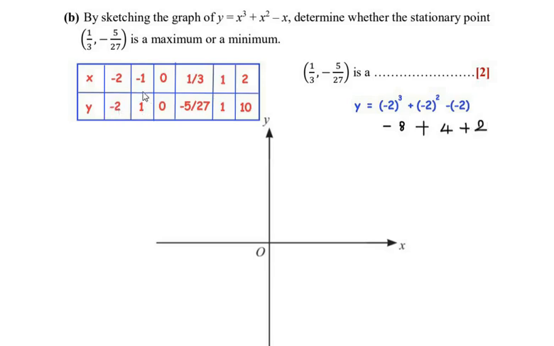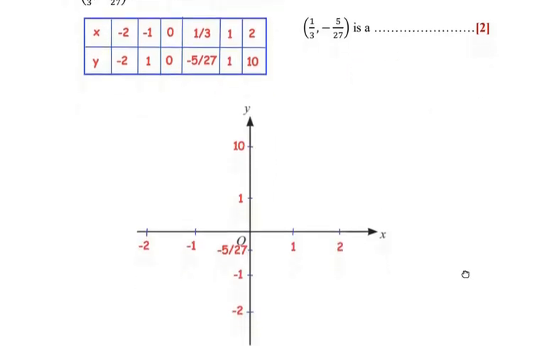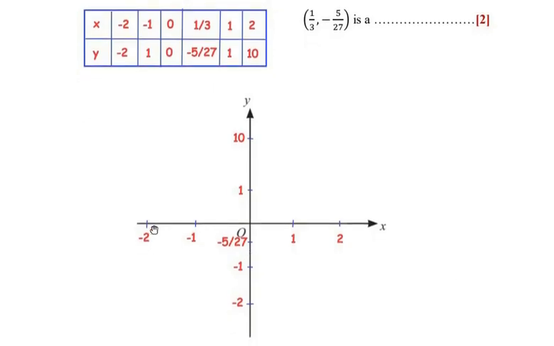Now for -1, we had already got the value of y as 1 in part A of this question. So we have written 1 over here. Now when we plug in 0 in all the places of x, we get y as 0. For 1/3 we have been given the y value, that is -5/27, and for 1 we get 1 using the substitution, and for 2 we get 10. Now here we have to just plot the points on this graph. Now here I have marked the points on the x-axis, that is -2, -1, 0.